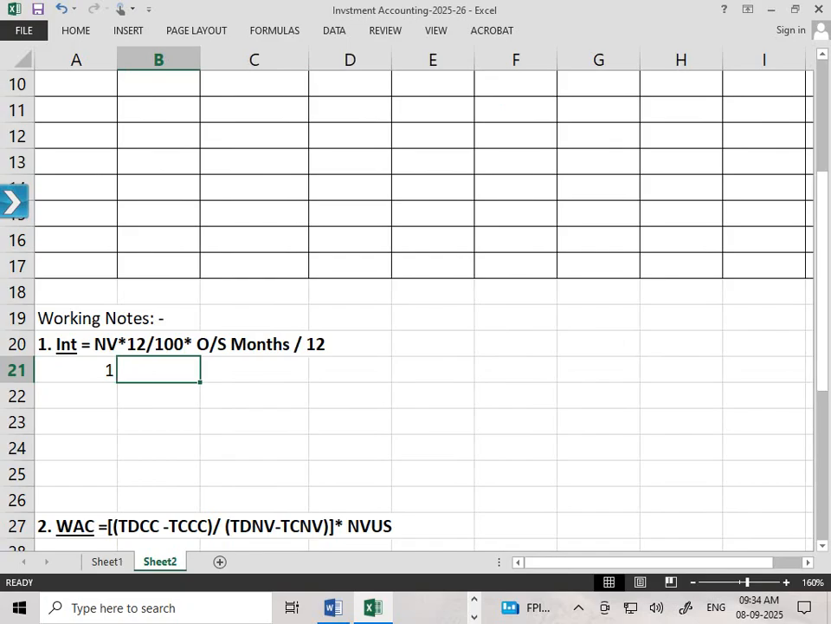What is the nominal value? The nominal value is 2 lakh. Multiply by the rate of interest, 12, divided by 100. Multiply by the outstanding months. How many months did we calculate? January, February and March, 3 months. So multiply by 3, divided by 12.